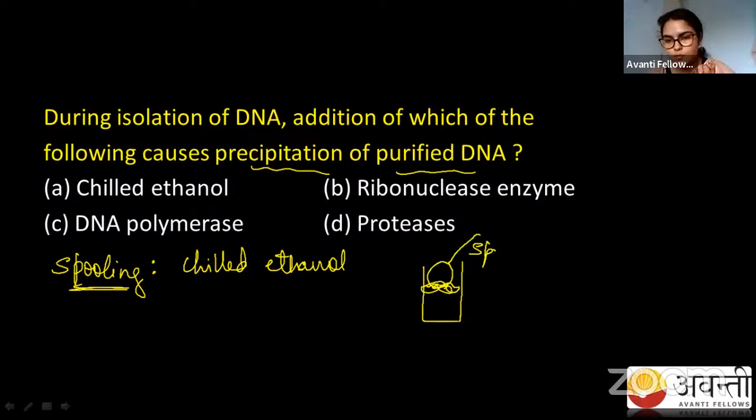Okay, this is called a spool. This spool helps in removing that DNA. So this is the process while isolation occurs. Okay, the chilled ethanol is the correct answer.